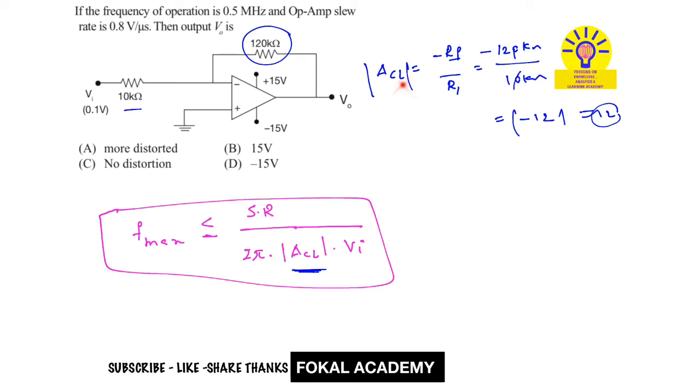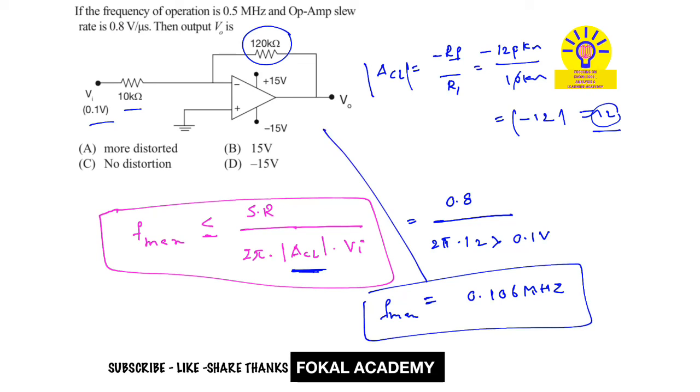Now substitute the closed loop gain and input voltage in this equation. Then we get the maximum operating frequency for the given op amp. That is equal to slew rate 0.8 volts per microsecond divided by 2 pi into 12 into input voltage 0.1 volts. By simplifying this we will get 0.106 megahertz. So this is the maximum operating frequency for the given op amp.